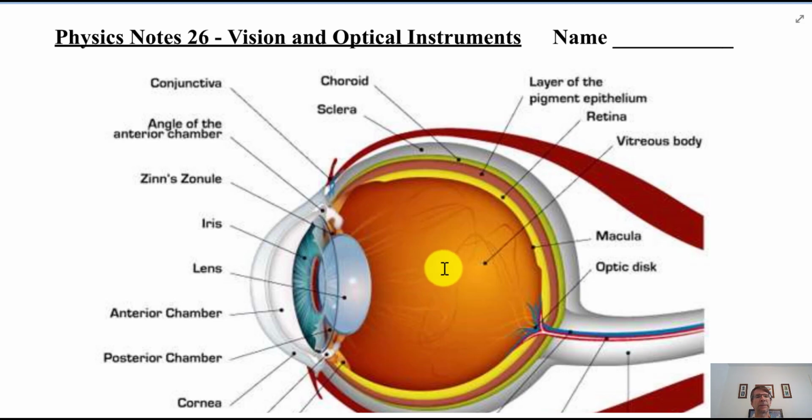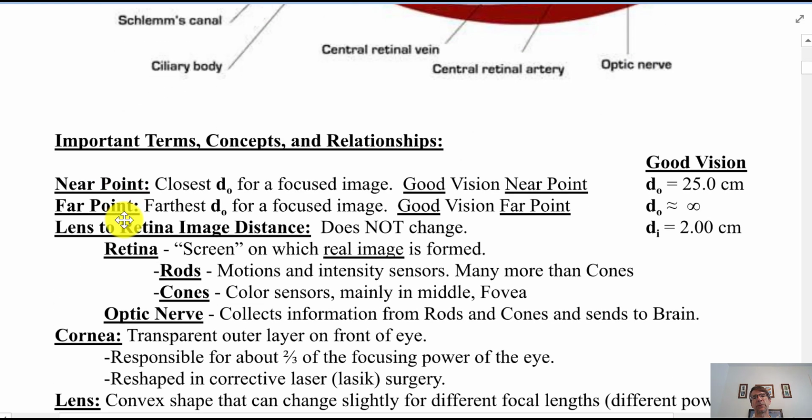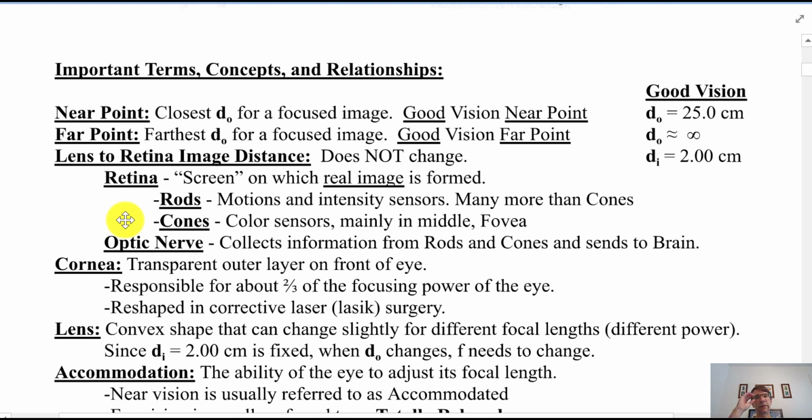But now let's talk about the physics of the eye. So here we go. It has to do with lenses. Okay, so some important terms, concepts, and relationships. One thing that's important when we study the physics of the eyes is called the near point, the closest point for which you can focus images. For good vision, basically for young people or healthy eyes, your near point is 25 centimeters. In other words, if you get closer than that, it's hard to focus. Some people who have really good eyes can focus on things even closer than 25 centimeters without glasses, contact lenses, or correction, like jewelers.